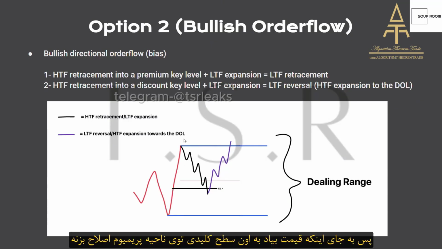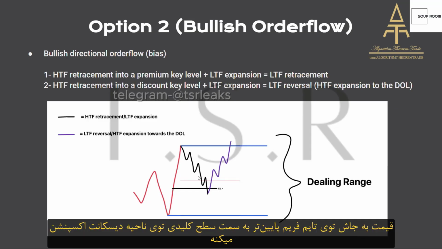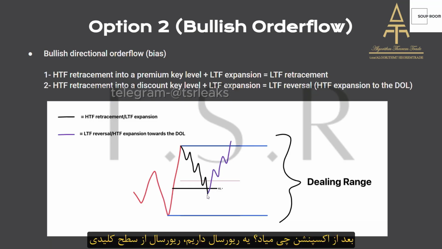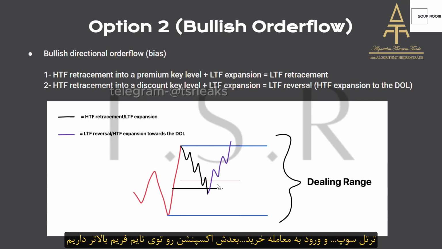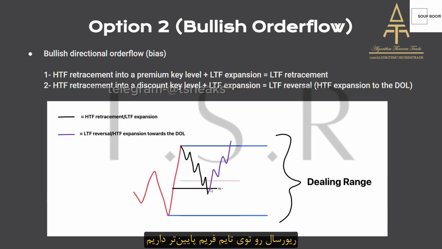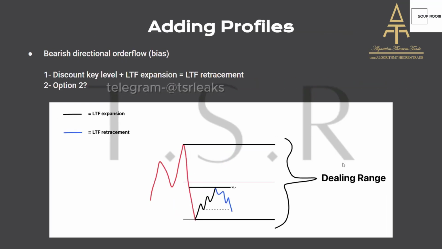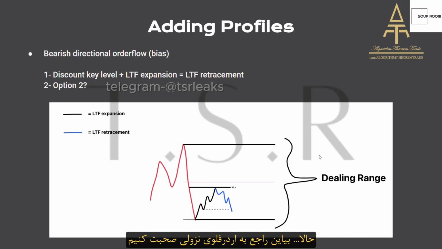So instead of price retracing to a key level in the premium, price instead expands on the lower time frame towards a key level in a discount. After an expansion comes what? A reversal. Reversal off of the key level, turtle soup, entry long, expansion coming next on the higher time frame, reversal coming from the lower time frame. Okay, very straightforward. Now, let's talk about the bearish directional order flow.